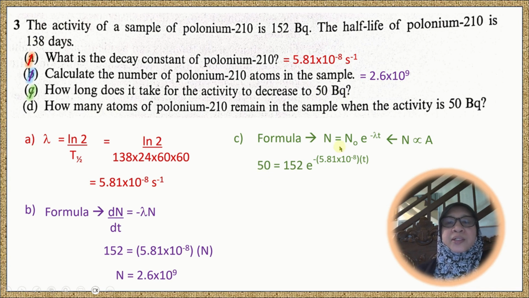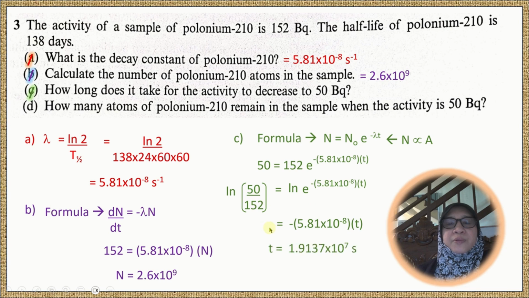So substitute into here, and the initial activity is 152 becquerel. So e to the power of negative lambda, the decay constant, times t. So we bring 152 to the left side. Okay, then we can use the log rule. So take log both sides. Okay, now we solve. We get time equals 1.9137 times 10 to the power of 7 seconds. Okay, so that's the answer.